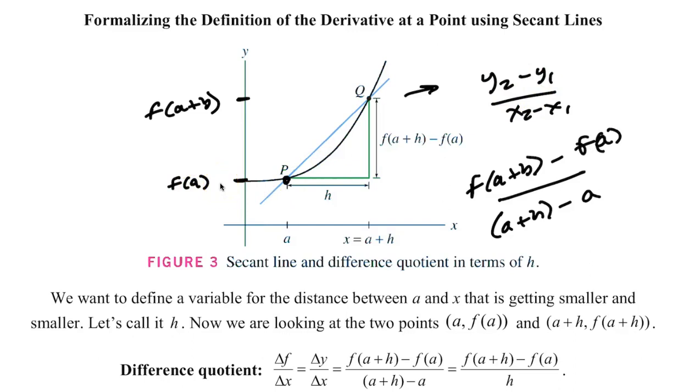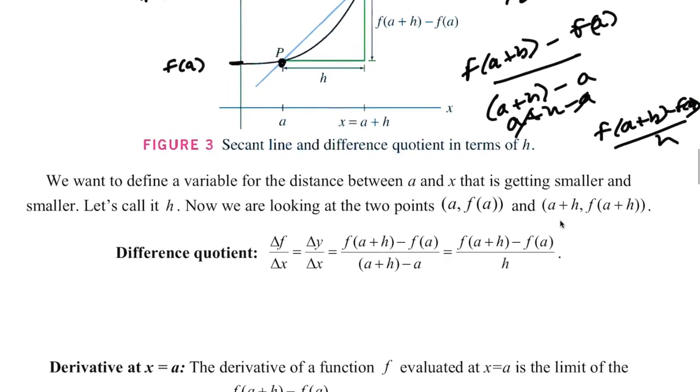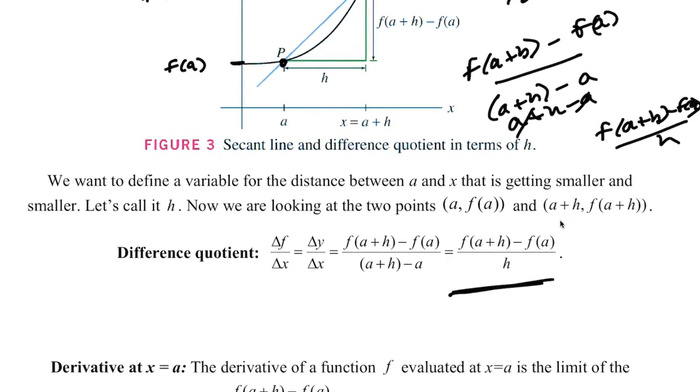Now if you look at the denominator here, we can actually simplify that a little bit. This is just the same thing as saying A plus h minus A, or just h. So we have f of A plus h minus f of A over h. So this is another form, and a nicer one, of the difference quotient.